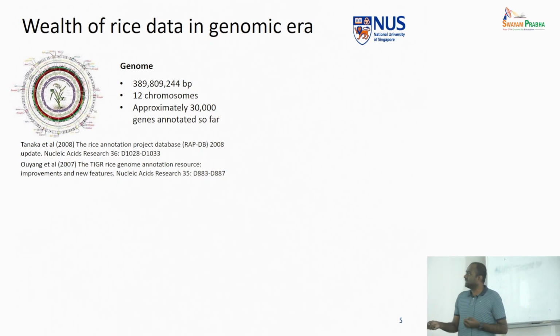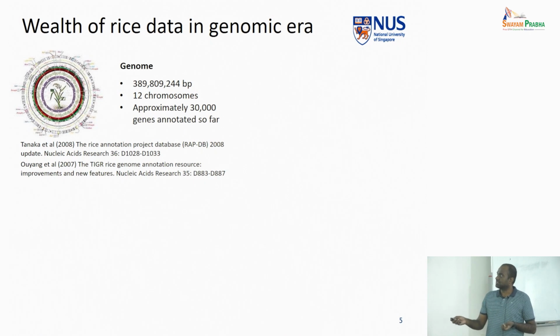So what are the data? As I mentioned, there is a lot of data available, right? The rice genome was sequenced and it has been subjected to multiple different genome annotations.